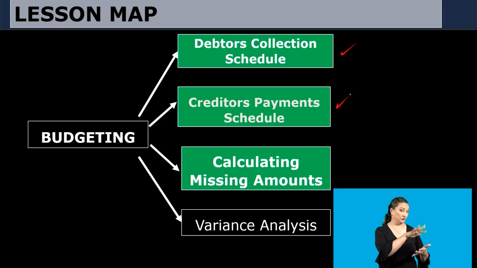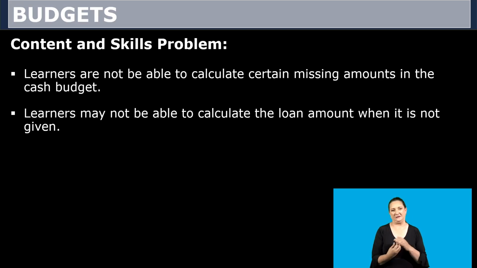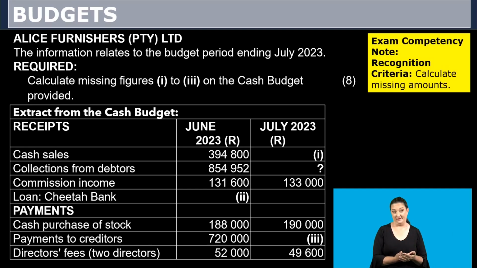Welcome back, dear learners. Before the ad break, we did the debtors collection schedule and the creditors payment schedule. Now we're going to do calculation of missing amounts. Here is some content and skills problem. We have a question and we're required to calculate number 1 up to number 3. It's very important to understand the demands of the examiner.